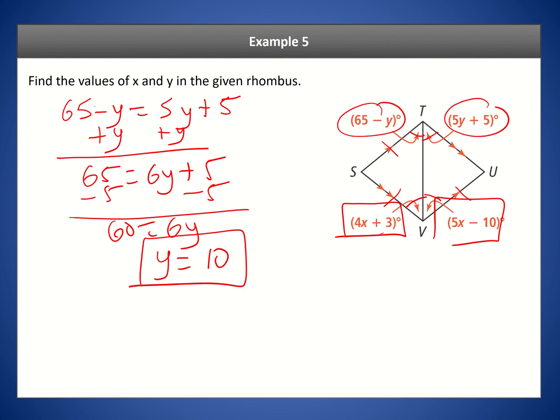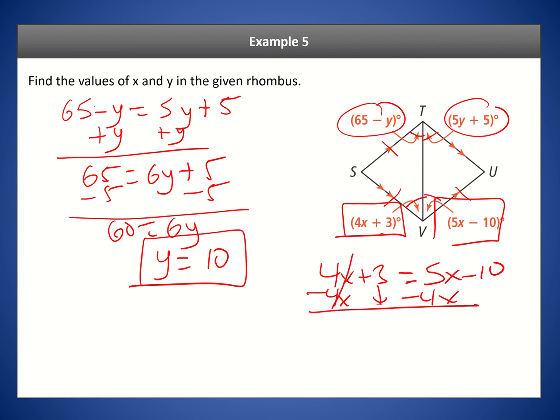Now let's set the rectangled ones together. So we got 4x plus 3 equals 5x minus 10. So we can solve this. We're going to subtract 4x on both sides. So we get 3 equals x minus 10. So x has to be 13. 13 minus 10 is 3.